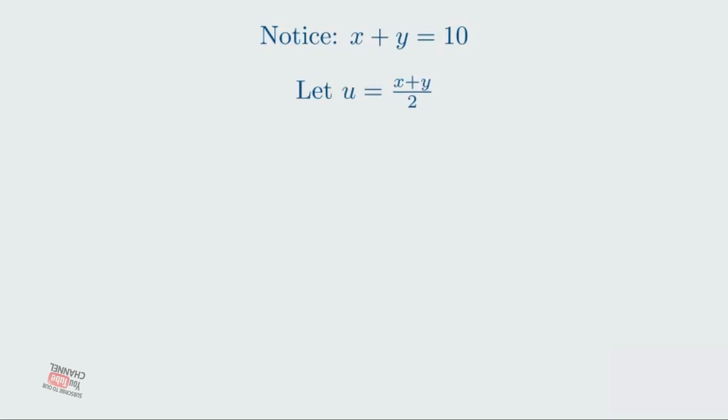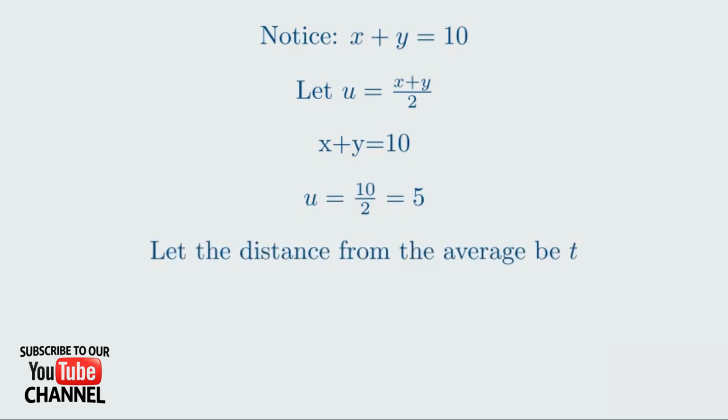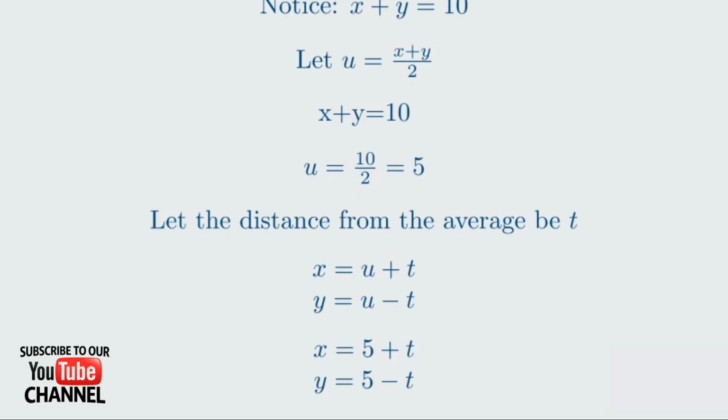Let's make a new substitution based on this. Let's define a new variable, say u, as the average of x and y. So u equals x plus y divided by 2. We know x plus y is 10, so u equals 10 divided by 2, which is 5. This tells us the middle point between x and y is 5. Now, let's think of x and y as being some distance away from this average. Let's call this distance t. So, we can say x equals u plus t, and y equals u minus t. In our case, x equals 5 plus t, and y equals 5 minus t.